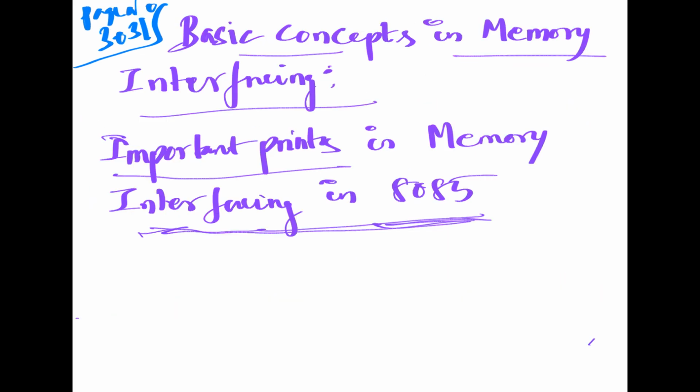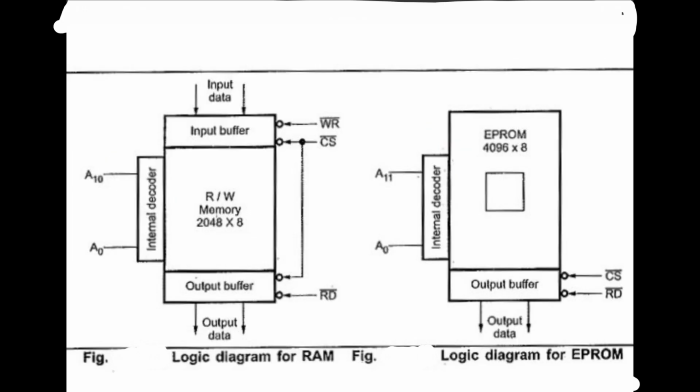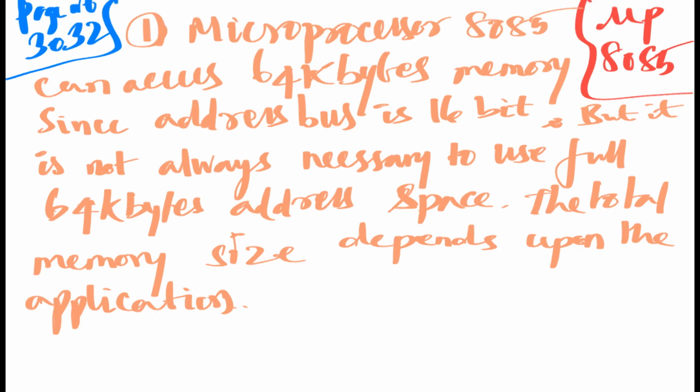Basic concepts in memory interfacing. Important points in memory interfacing in 8085. The first diagram is the logic diagram of RAM and the second diagram is the logic diagram for EPROM. The first diagram consists of the read/write memory, output buffer, internal decoder, input buffer, input data, read, write, and the address signals A0 to A10.